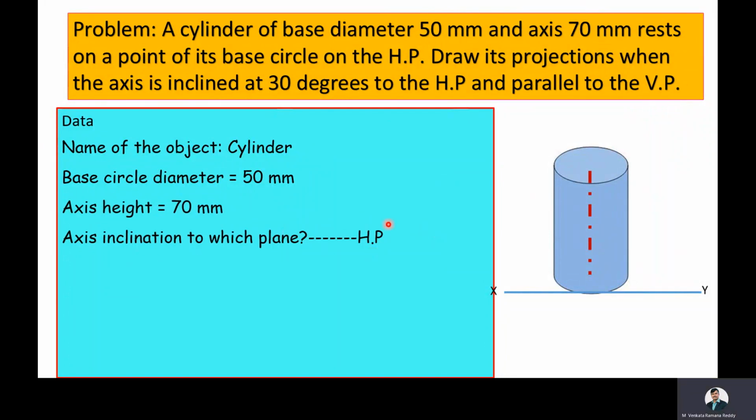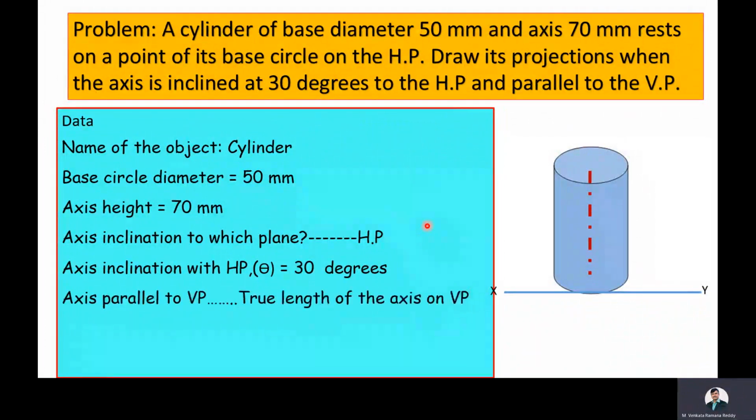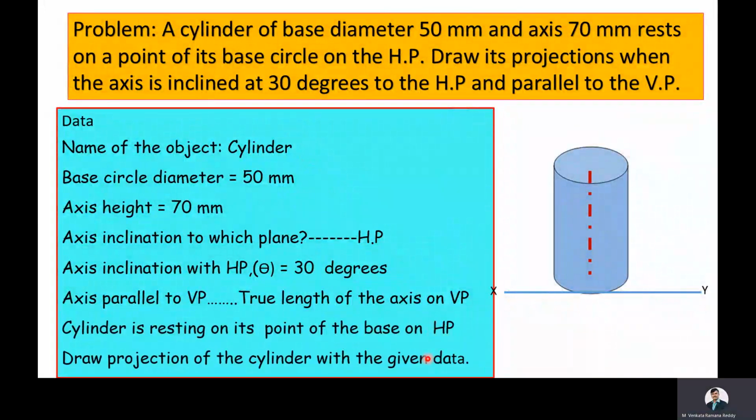Axis inclination to which plane? Horizontal plane, and its value is 30 degrees. That is, axis inclination with HP is 30 degrees. Axis is parallel to VP. That means we get true length of the axis on the vertical plane. The true length of the axis is visible in the front view. Then the cylinder is resting on point of its base circle on the HP. Then with this given data, we need to draw the projection of the cylinder.